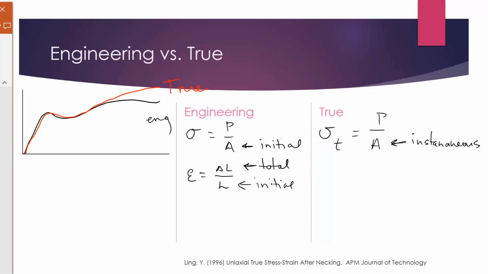If you calculate it with the instantaneous area, and the area is smaller, it has more stress, but it can do that at a smaller load level. So it looks like the stress is decreasing when we calculate it from an engineering perspective. But what's really happening is that your area is getting smaller and smaller. And so the amount of force required to have a continually increasing stress is actually a decreasing force.